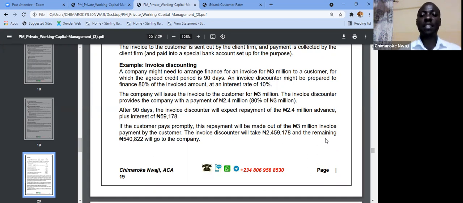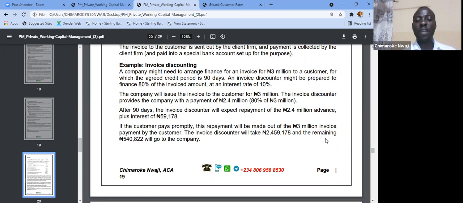After 90 days, the invoice discounter will expect a repayment of that 2.4 million he has given you in advance, plus an interest rate of 10%. The interest comes to 59,178. So that's the interest the discounter is charging you.